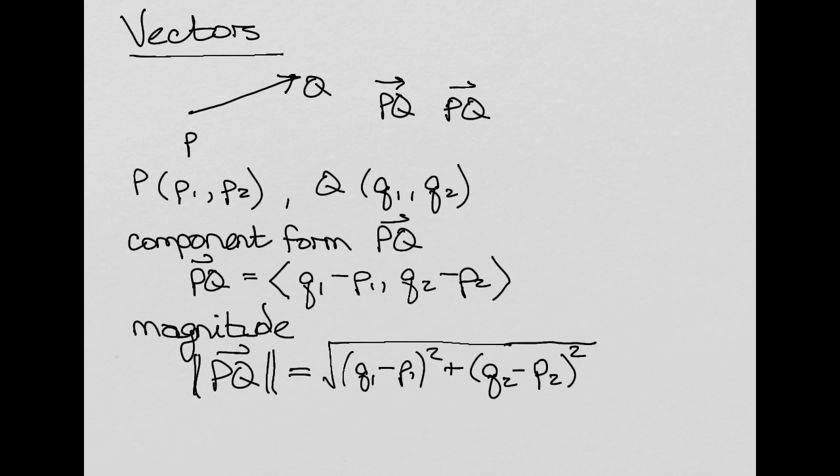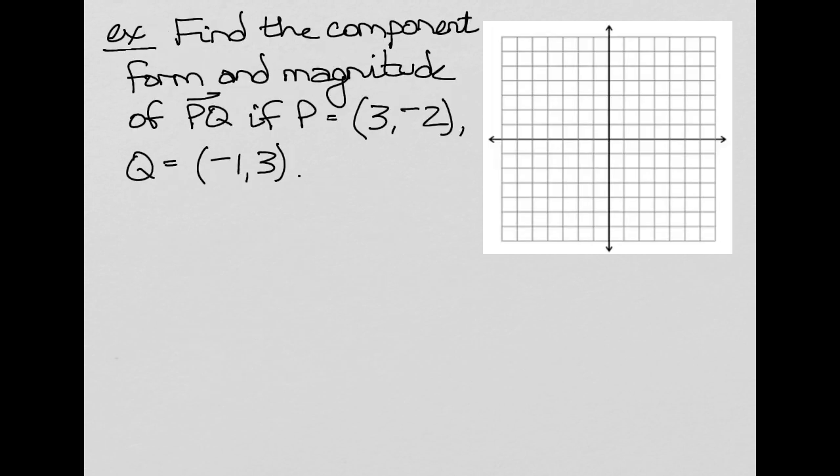Let's do one with actual points, actual coordinates. Have coordinates for P, coordinates for Q. Just for fun, I want to draw vector PQ. So I have point P, (3, -2), and point Q, (-1, 3) is right there. Vector PQ goes specifically from P to Q. If I want it to go the other way, I have to call it vector QP. This one's going from P to Q. So there it is, vector PQ.